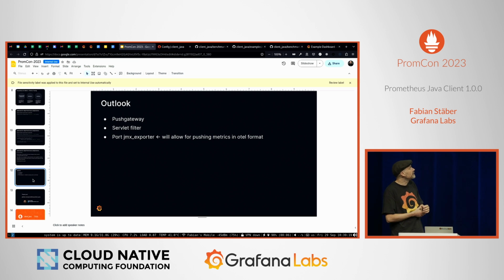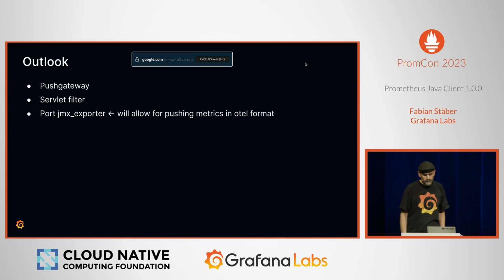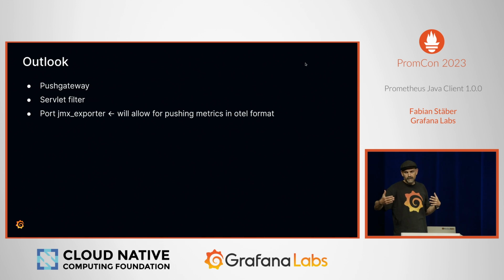So those were a couple of the highlight features here. Maybe a quick outlook for the future. When we cut the 1.0 release, we didn't port everything from the previous releases over yet. And there are a few things that have quite a lot of users that we also didn't port over yet, like the push gateway or the servlet filter and so forth. And of course, in the next couple of weeks, we will continue porting things over from the 0.16 version to the 1.0 version so that you have the complete feature set again.